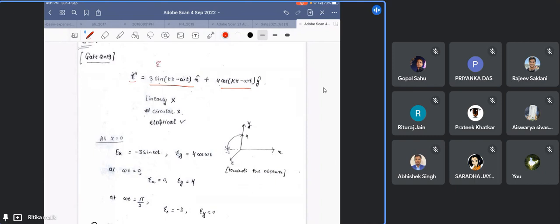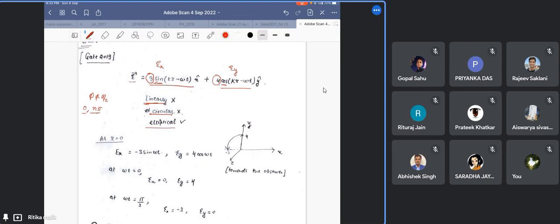Now you see the Ex and Ey components have a phase difference of pi by 2. One component is cosine and another is sine. So there is no chance that it will be linearly polarized. For linear polarization, the phase difference should be either 0 or a multiple of pi. In those cases both components are cosine, so for linear polarization both components have to be cosine. For circular polarization, the amplitudes have to be the same. Here the amplitudes are different, so it is also not circular polarization.